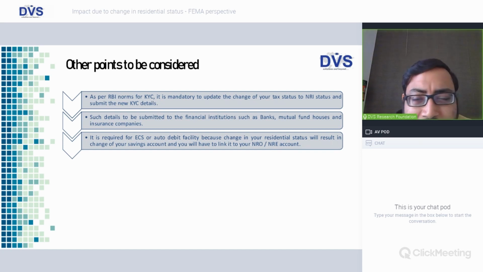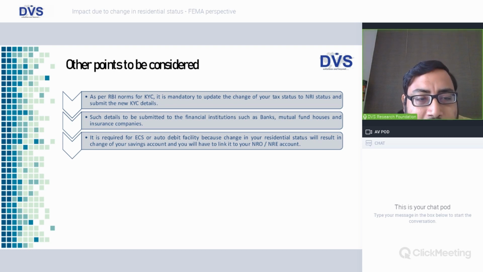And now coming to the other general miscellaneous points. As per the RBI norms for KYC, it is mandated to update the change of your status to NRI status and submit the new KYC. As and when there is a change in registered status, you are supposed to submit it without fail. Such details are to be submitted to all the financial institutions, such as banks, mutual fund houses, and insurance companies. Wherever you have a transaction with any financial institution, you're supposed to update your KYC there.